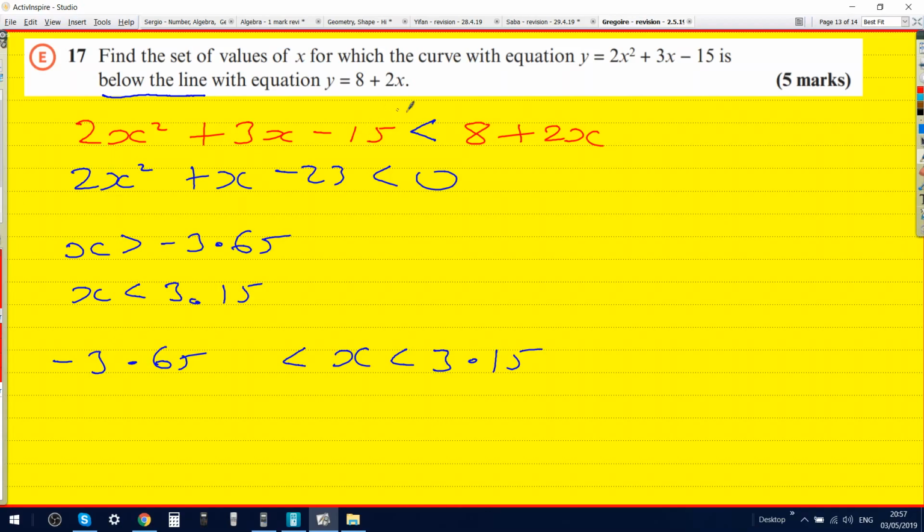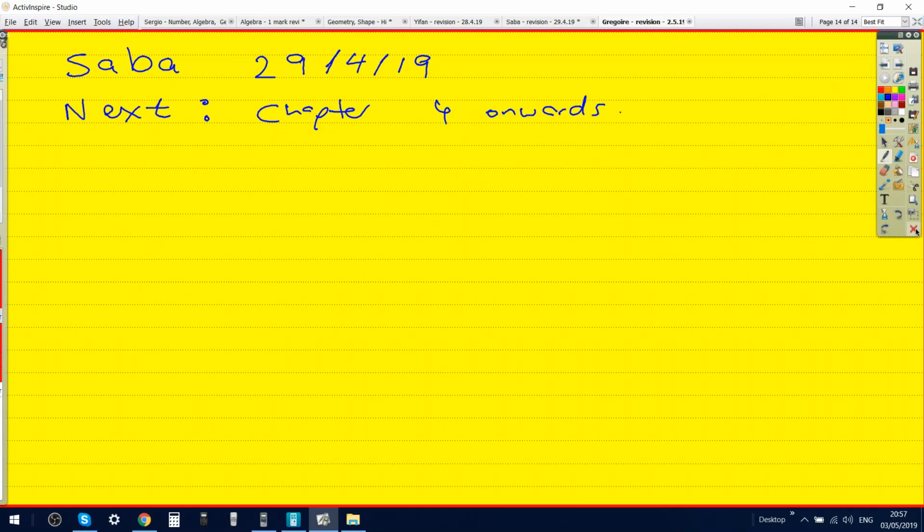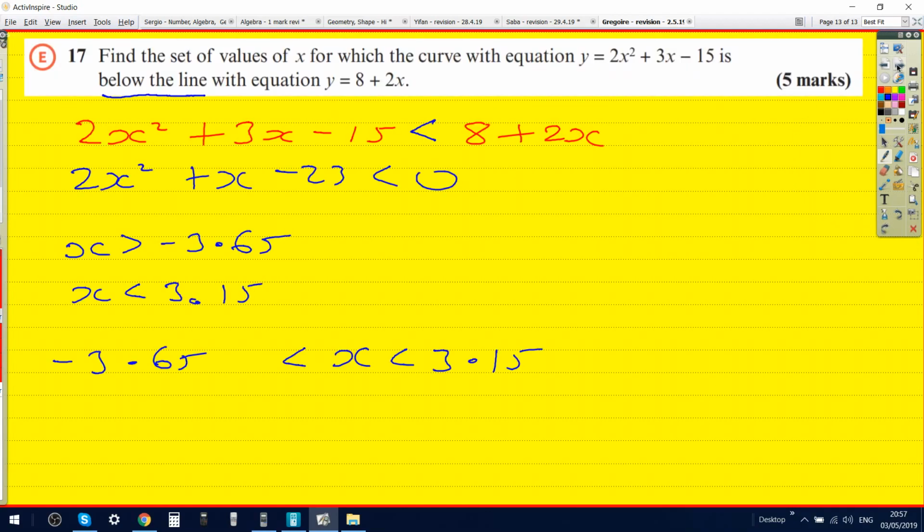So you don't even have to do the equals and then solve it. You can just go straight to the less than and do it directly. Yeah. And that was the end of that chapter anyway.